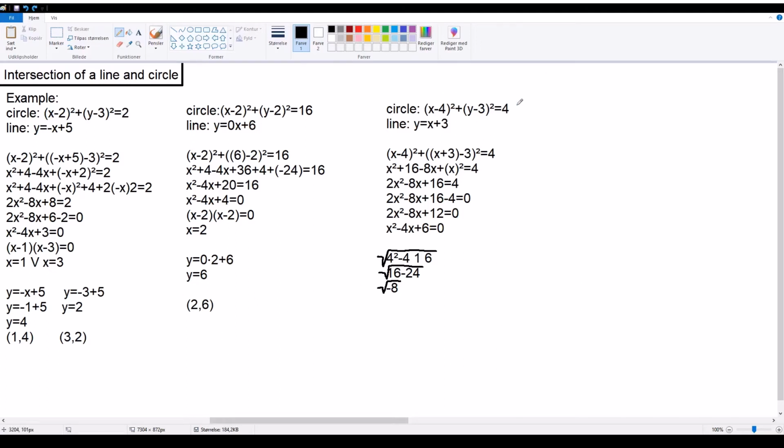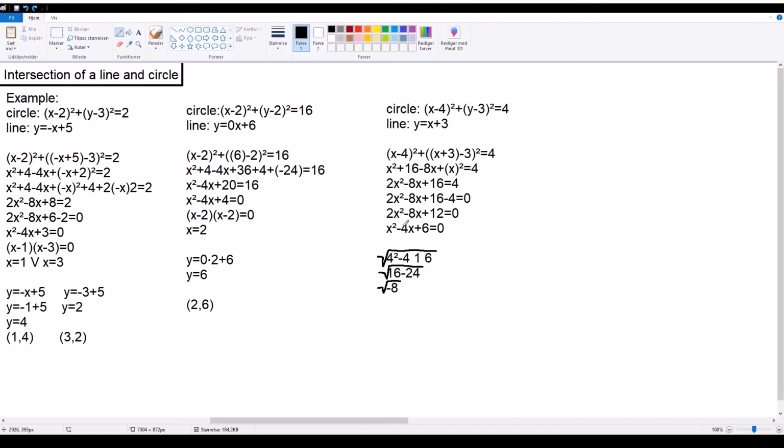Lastly, we have the case where a line does not intersect with the circle. So here, you do the same thing again. You put in the y value from the line into the y value for the circle. So for this case, this circle equation becomes (x minus 4) squared plus (x minus 3 minus 3) squared equals 4. And then we just simplify and we continue simplifying until we get a quadratic equation.